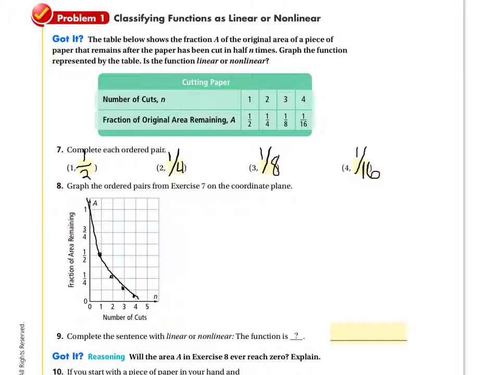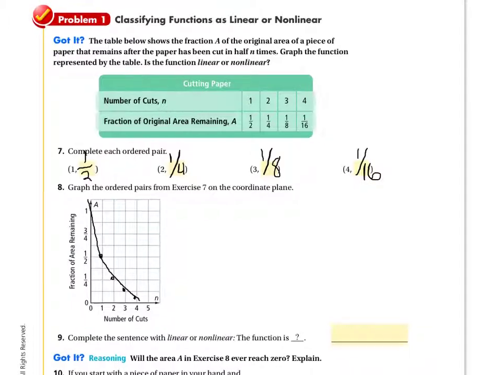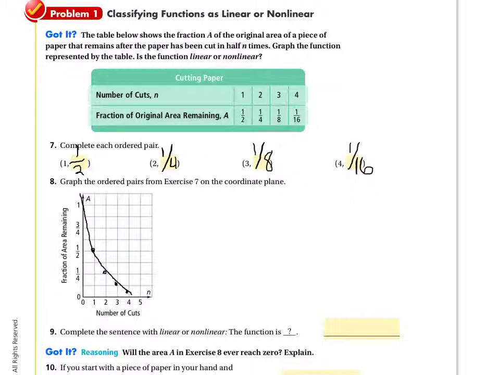In our first problem here, classifying functions as linear or nonlinear, we're given a data table about cutting a paper in half. In your data tables, your input of your function, I need to turn on my pencil, is your x. The output of your function is your y. So this brings us to where we can complete these ordered pairs in number 7 of our notes.